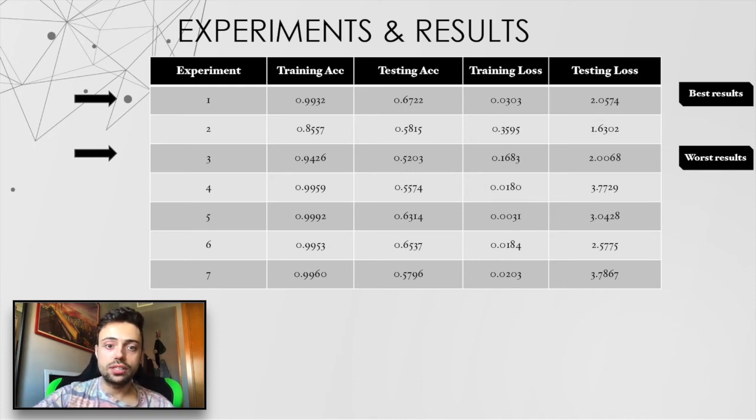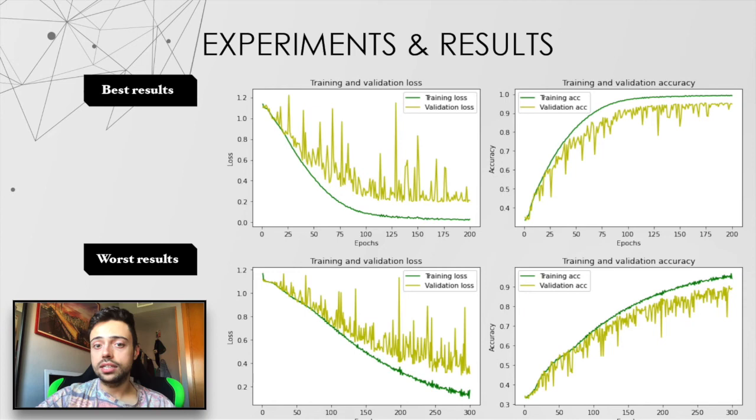The model with which we have obtained better results is the first one, obtaining an accuracy value of 67% when it has been tested against the test set. And the model that has performed the worst is the third one, in which we have obtained an accuracy value of 52%. In this slide, we can see the loss and accuracy graphs of the training process for the best and the worst models. We can see how both the training accuracy and the validation accuracy converge, with a slight difference between them at the point of convergence.